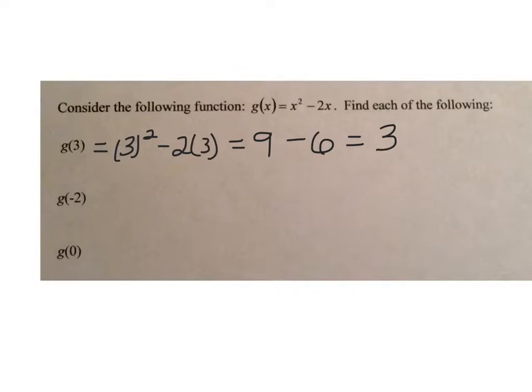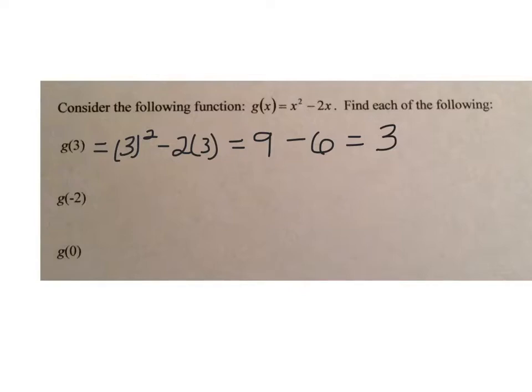So g of 3 is 3. You can think of 3 as the x value, and you can think of 3 as the y value if this were an ordered pair. So the ordered pair that would correspond to this evaluation would be 3, 3.